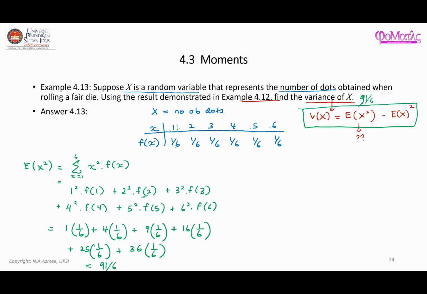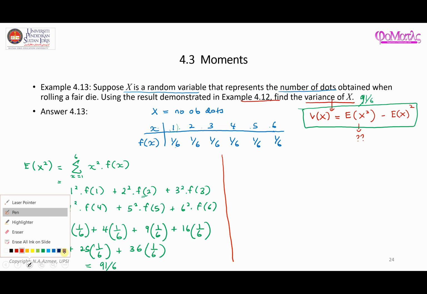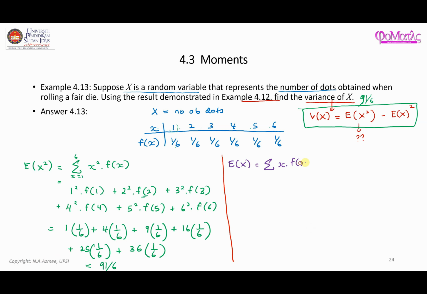Now the next part is we're going to find the value of E(x). E(x) is much simpler. We're just going to put x right next to f(x). And again, we know that x is going to be from 1 to 6.